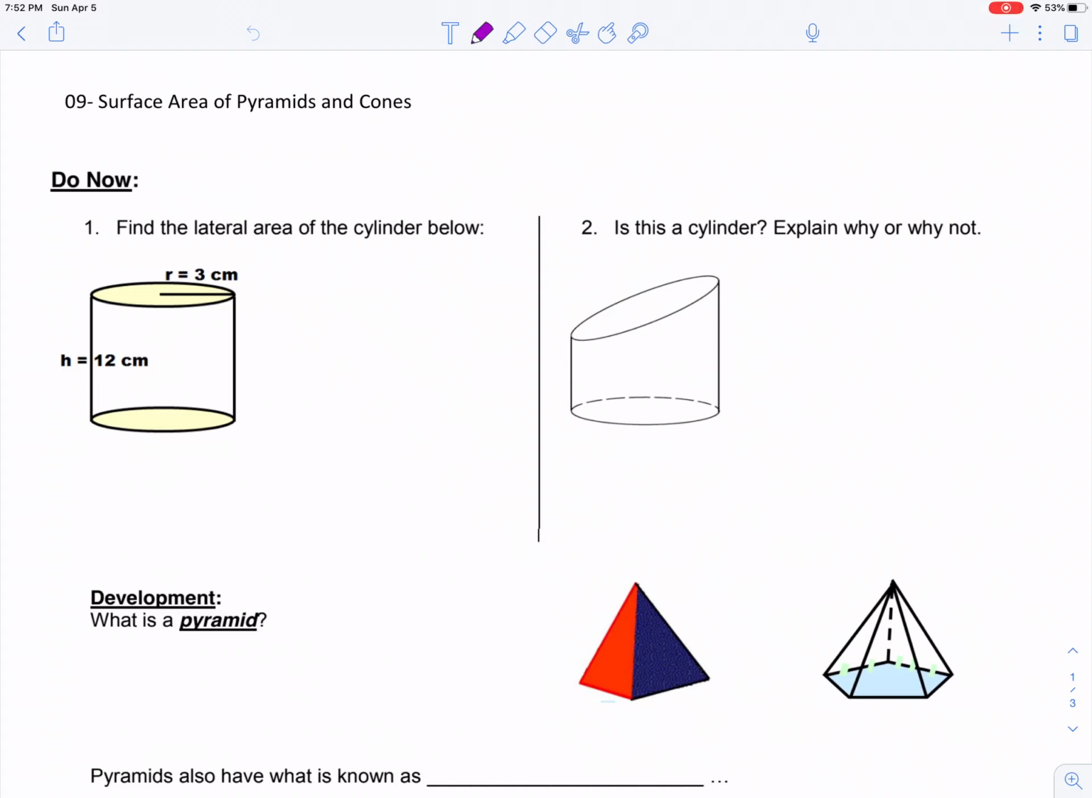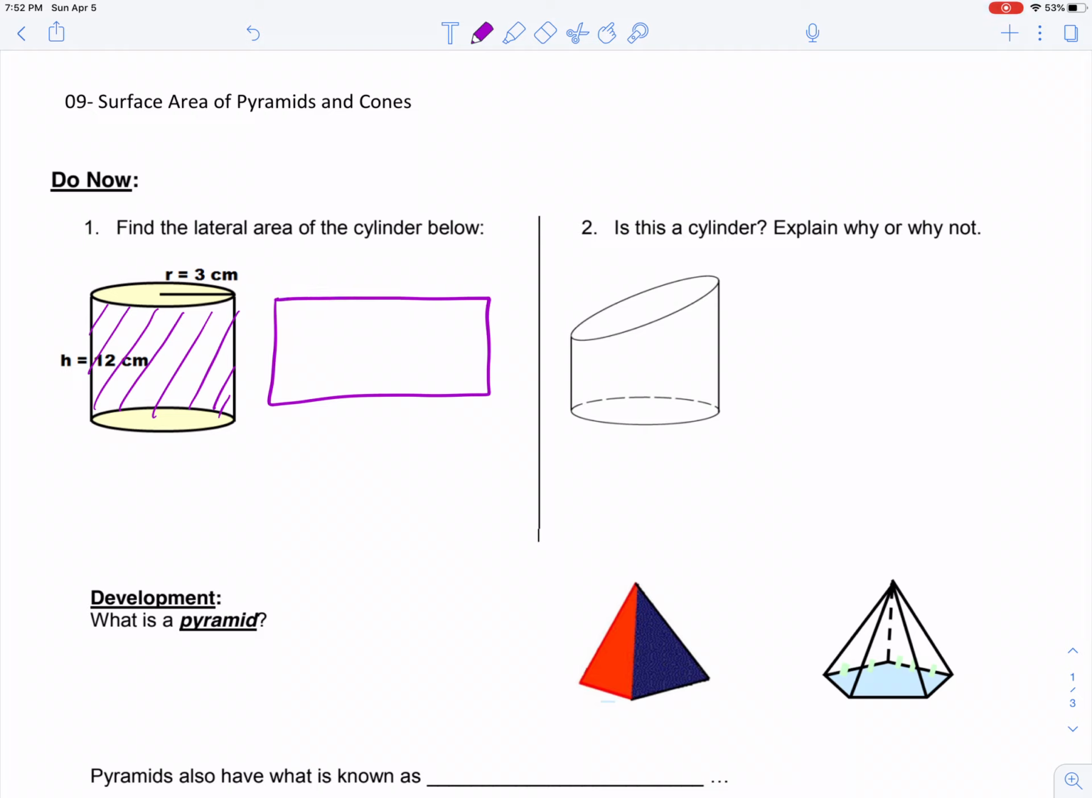Okay, so hopefully you've tried to do this now before opening this up. Find the lateral area of the cylinder. The lateral area is just the rectangle that wraps around. So I'm going to unwrap that rectangle.